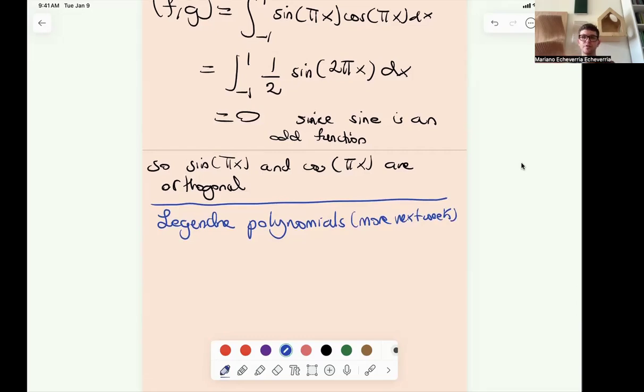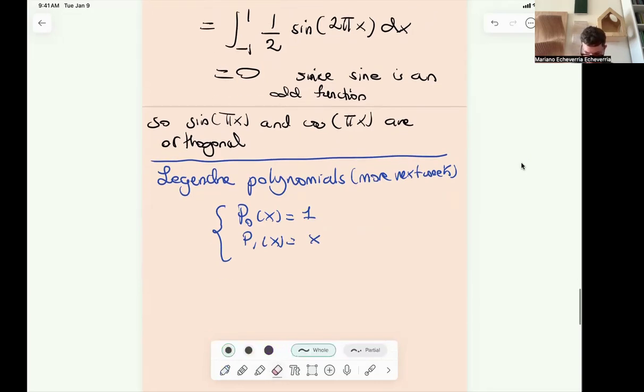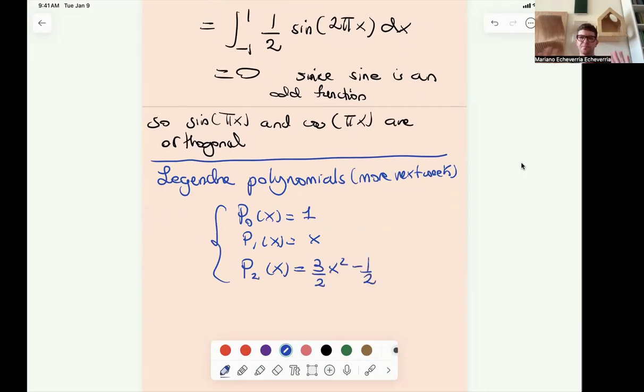There's one for each degree. So the Legendre polynomial of degree 0 is just 1. The Legendre polynomial of degree 1 is just x. And the Legendre polynomial of degree 2 is 3/2 x squared minus 1/2. I'll explain why they're chosen this way in a moment. But my claim is that these three polynomials, again, everything is on the interval -1 to 1, are mutually orthogonal.